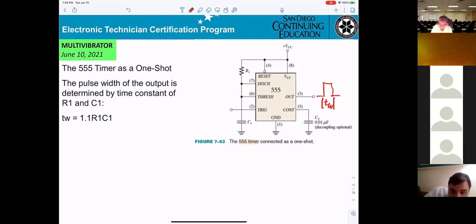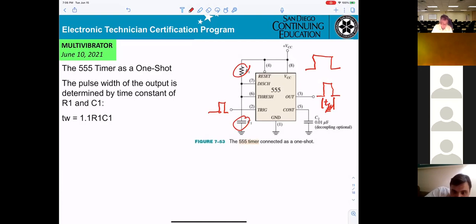Okay, the reason you get only one, that means they need to apply the trigger right here. One pulse trigger, you get one coming out. Only the difference is you can be designed for different TW. Maybe you want it bigger or you want it smaller, depend on R and C.